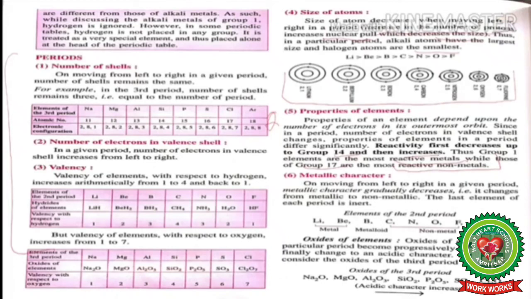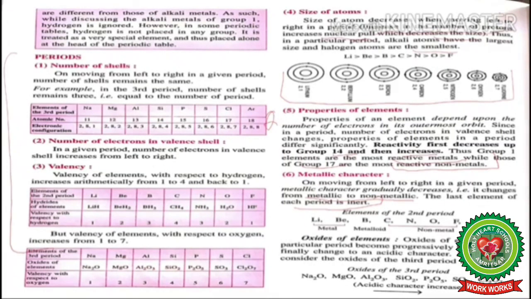Next is metallic character. On moving from left to right in a given period, metallic character gradually decreases, that is, it changes from metallic to non-metallic. The last element of each period is inert. The elements of the second period are shown here, out of which lithium and beryllium are metals. Boron is metalloid, carbon, nitrogen, oxygen and fluorine are nonmetals and neon is inert gas.